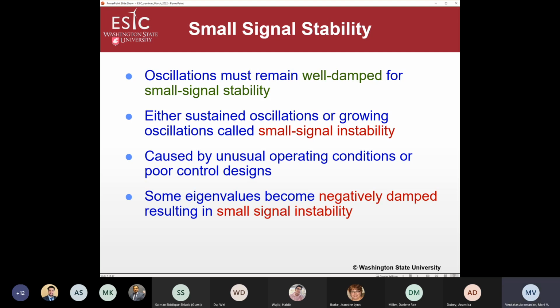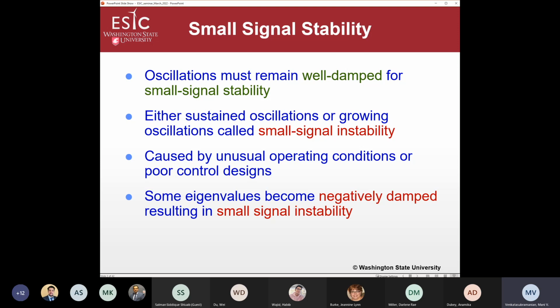But sometimes, because of really dramatic changes in the operating conditions, or because some control systems were poorly designed, or some control systems fail, we can end up with oscillations. We will see several examples in the presentation today. When something like that happens, we say it is small signal instability. This can lead to one of two consequences: either sustained oscillations or growing oscillations, and both of them are problematic for the power grid.